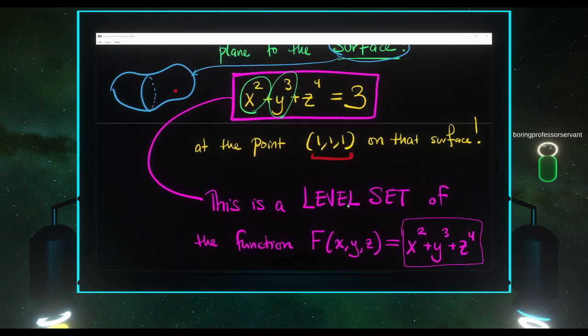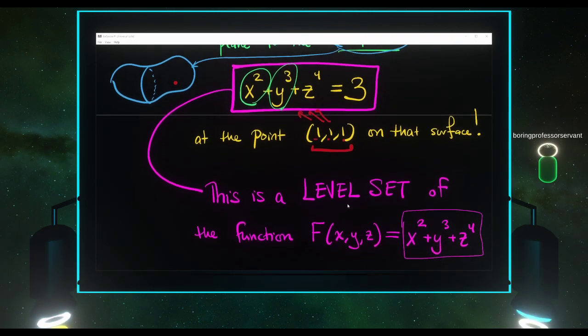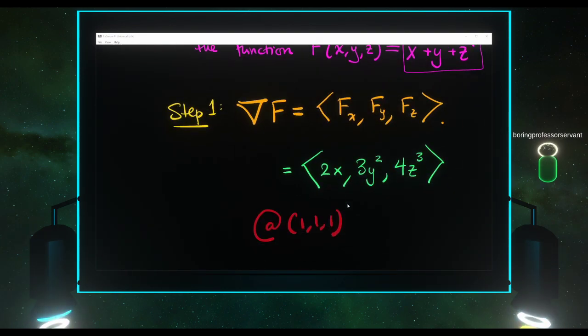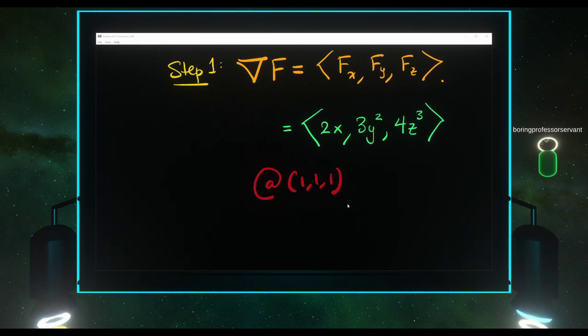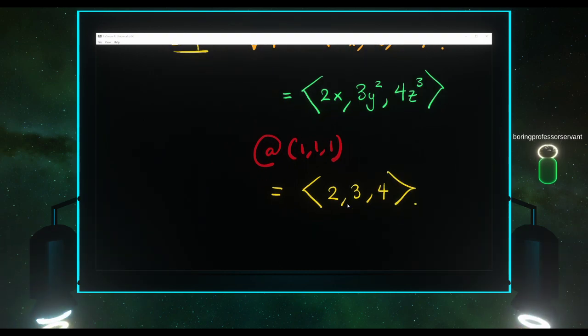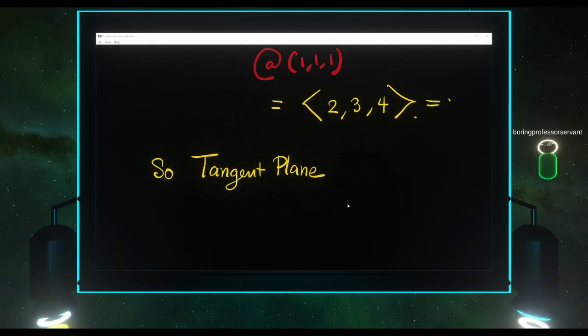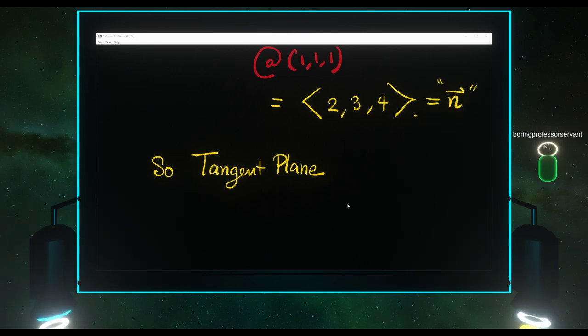which is on the surface, by the way, I checked that. If you plug these in, it works. 1 plus 1 plus 1 is 3, it turns out. Okay, good. The problem is meaningful. And you get this. 2, 3, 4. The gradient points normal to the level set. So, if I'm trying to find the tangent plane, I should use this as a normal vector.